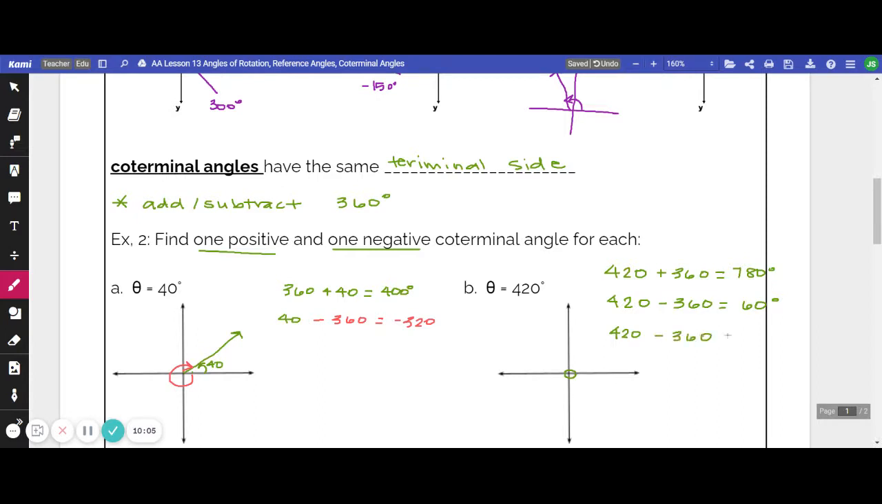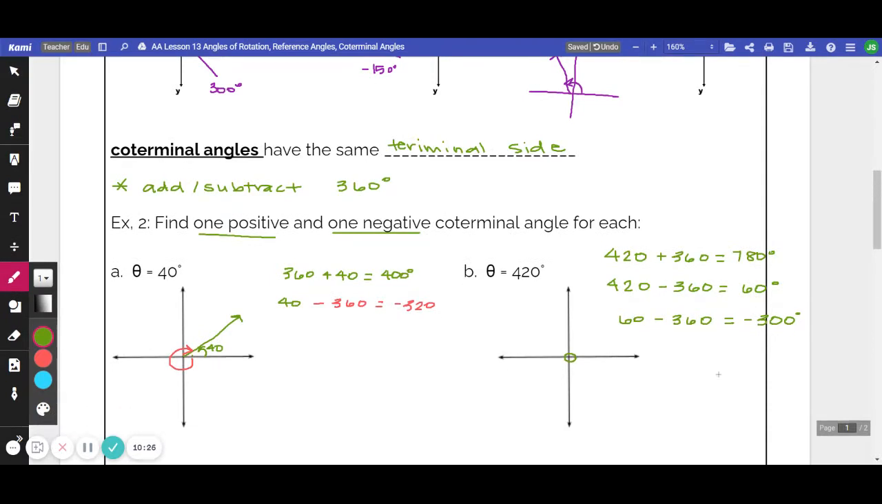I'm going to subtract it again, which would be, did I do that right? Nope, I did not write that right. Not 420, because I already got down to 60. So 60 minus 360 is negative 300 degrees. So one full rotation is 360. You are just going to add 360 or subtract 360. Sometimes you have to do it more than once till you get a positive and a negative.